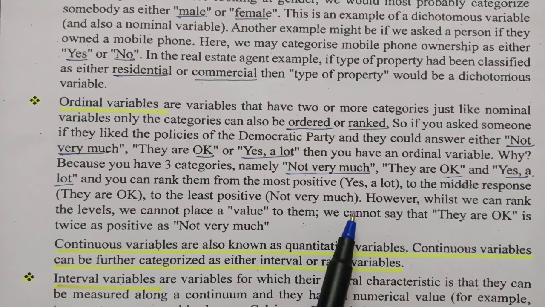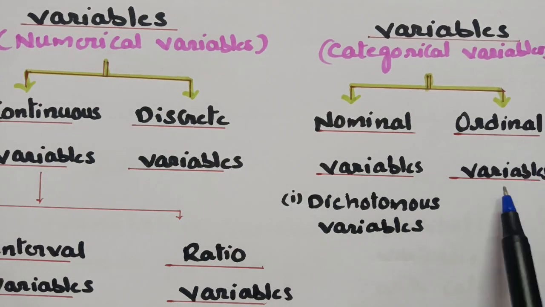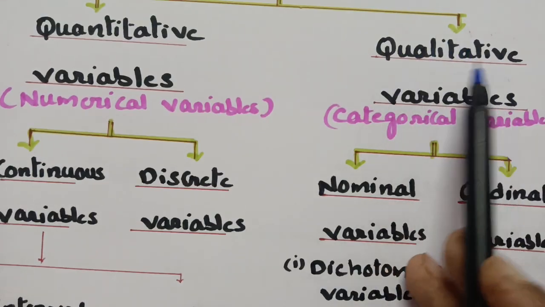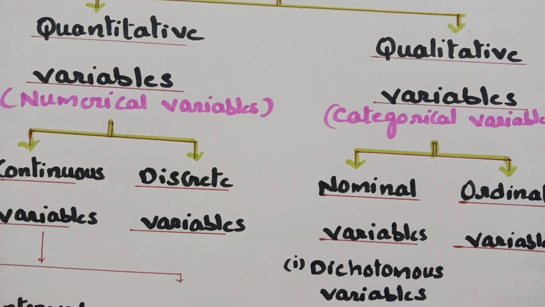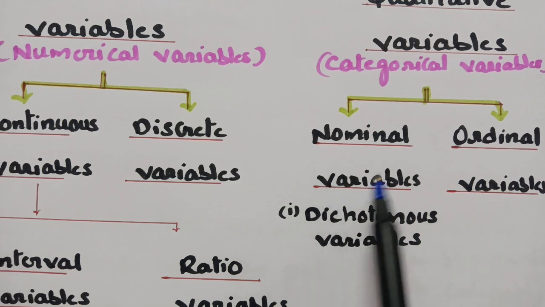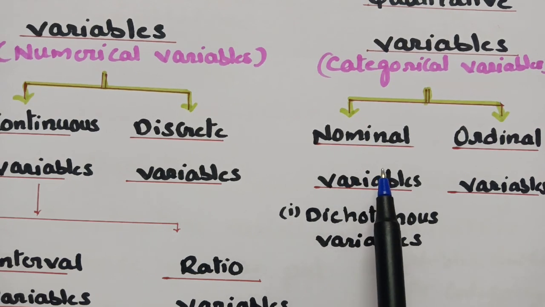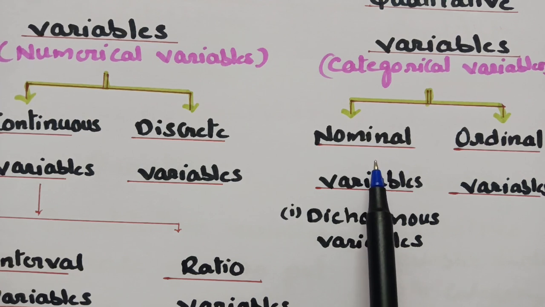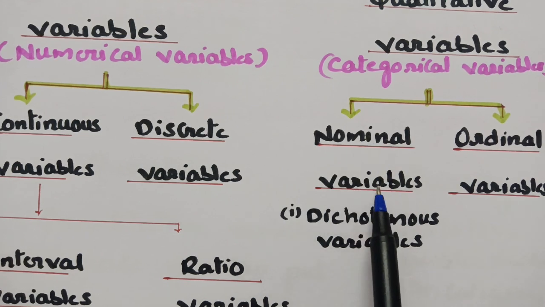Clear? So here you got an idea of what a nominal variable, an ordinal variable, and a dichotomous variable are. Among all these, the qualitative variable is a categorical variable. So there are many classifications here, two or more, among which the rank and the order are not maintained, then it is a nominal variable.